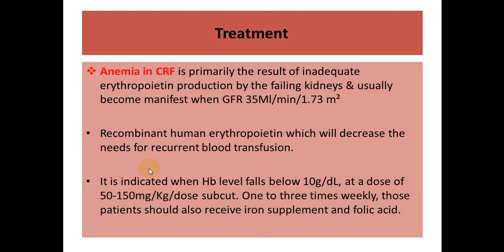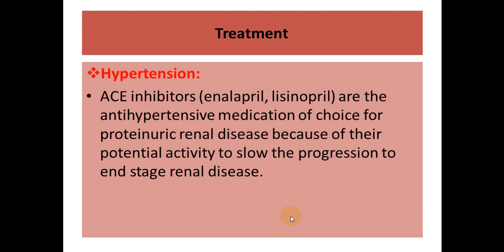Anemia, as we said, is due to deficiency of iron, folate, B12, as well as erythropoietin. So we give recombinant erythropoietin if hemoglobin is less than 10 gram per deciliter, at a dose of 50 to 150 units per kg per dose subcutaneously 3 times per week, and the patient should receive iron supplement with that. For hypertension, ACE inhibitors like enalapril and lisinopril are also effective as antihypertensive medication, especially for proteinuric renal disease.